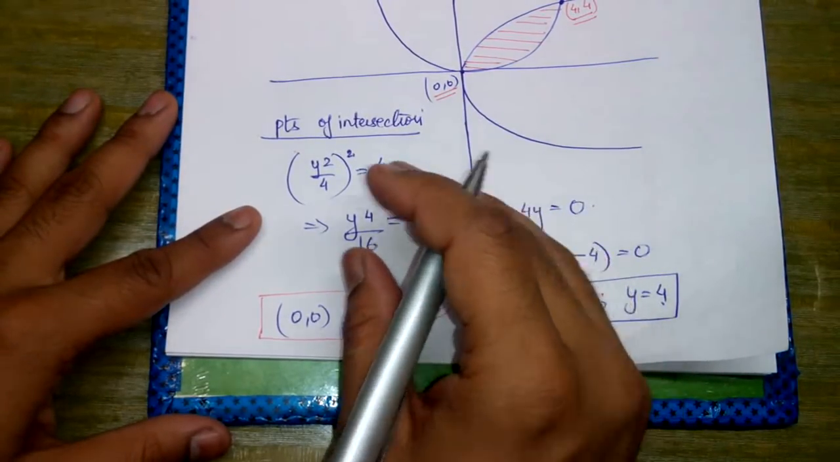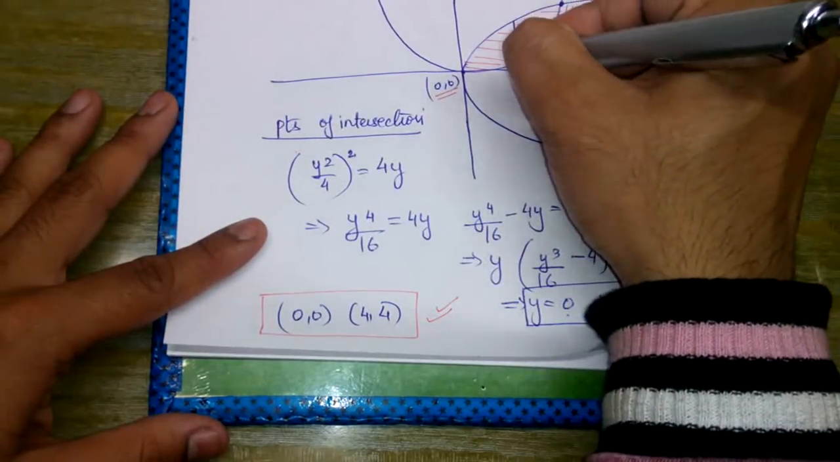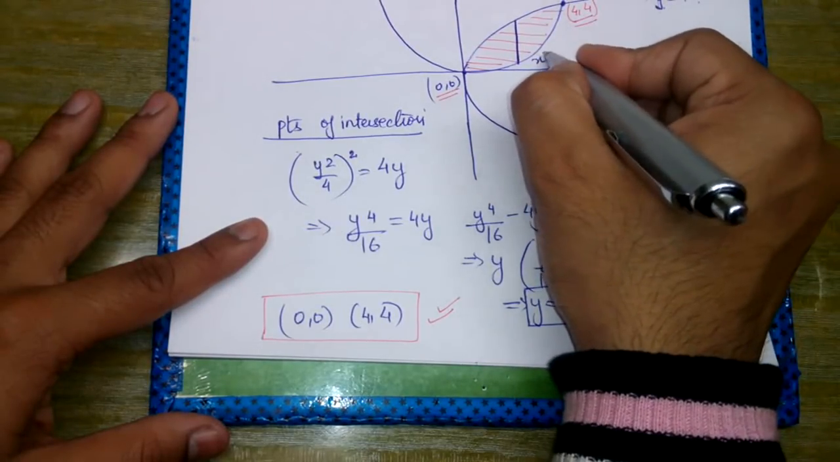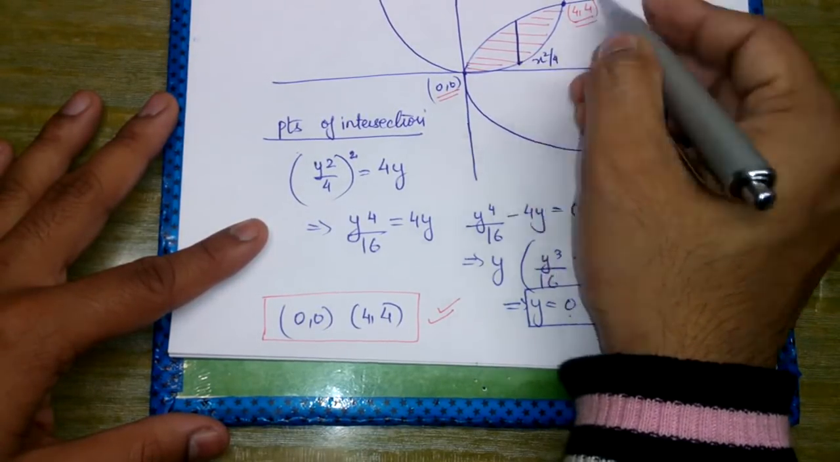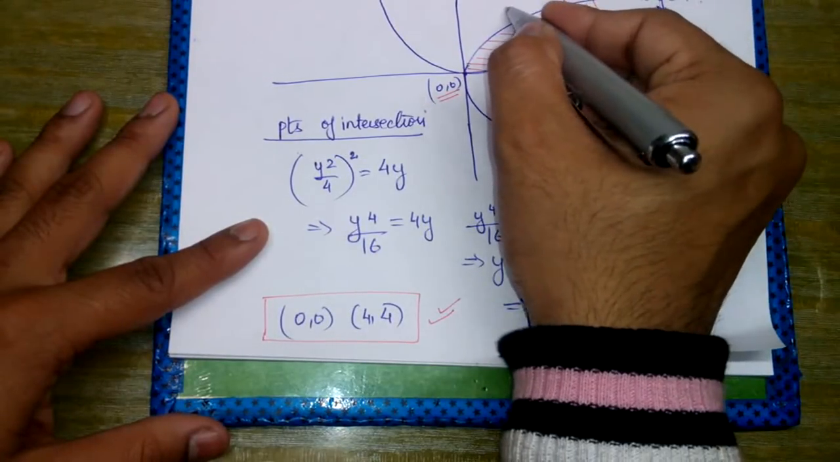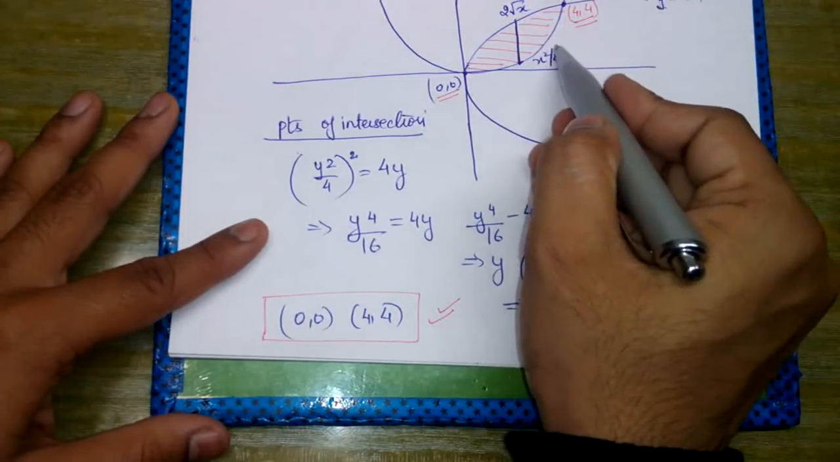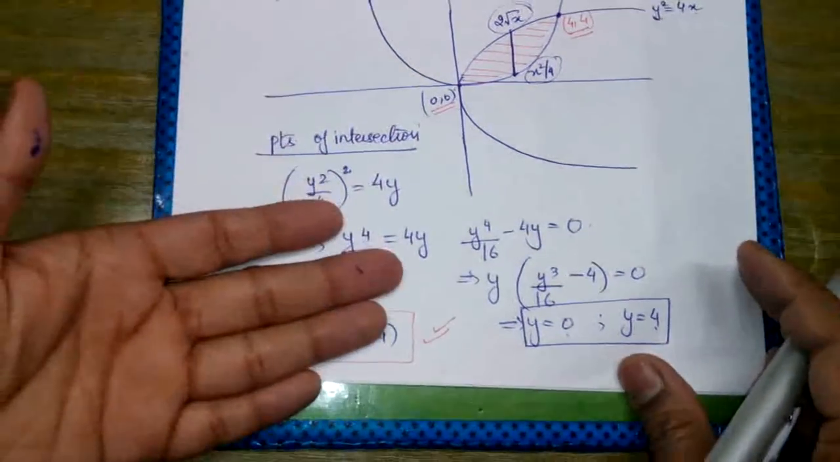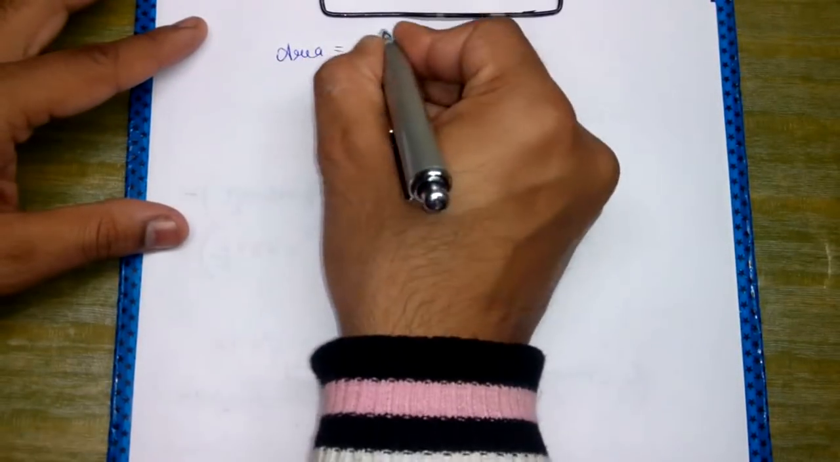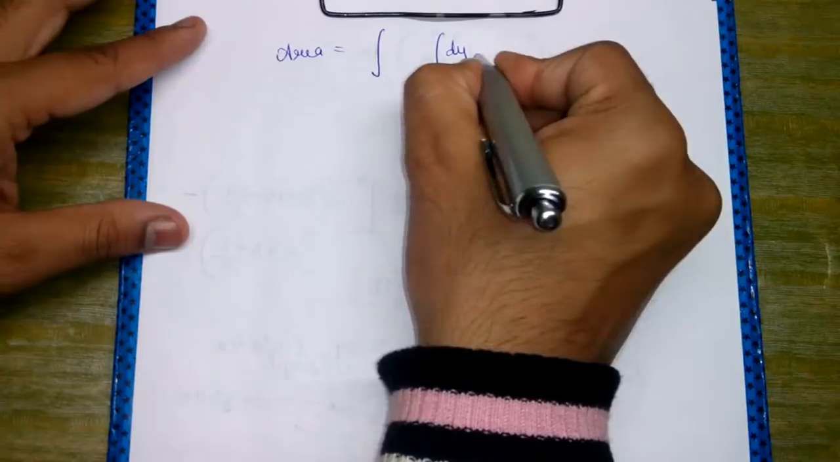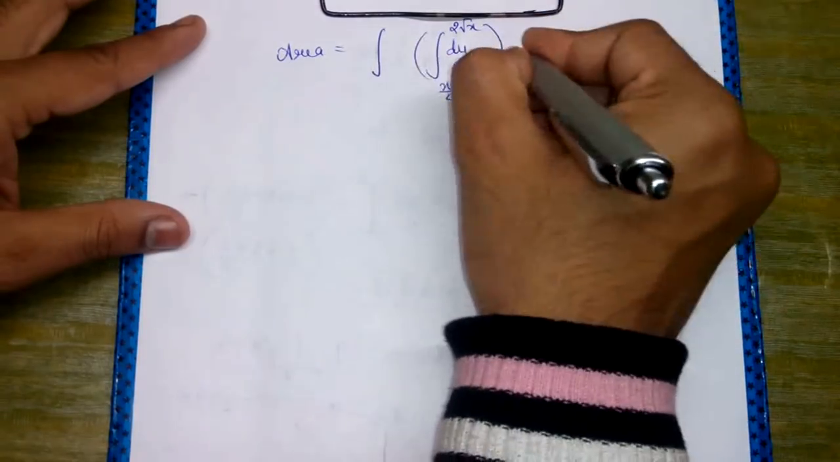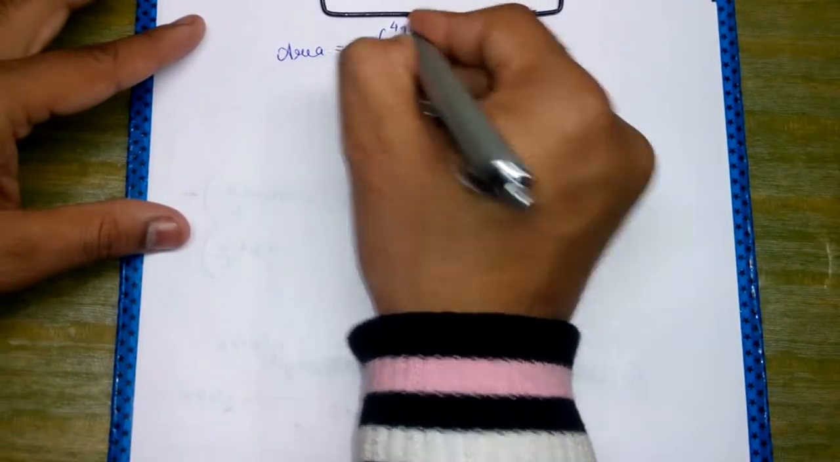Now for this, I am again using the concept of fixing a vertical strip, such that the lower limit of the strip is varying from x square upon 4, that is, the y value here is x square upon 4 and here it is 2 root x. So the limits of y go from here to here, and the limits of x are from 0 to 4, and then we will solve it and simply get the answer. So let us write down: area is equal to double integral dy, where y is varying from x square upon 4 to 2 root x, and dx outside, where x is varying from 0 to 4.